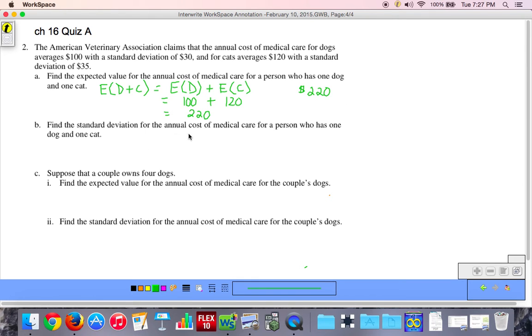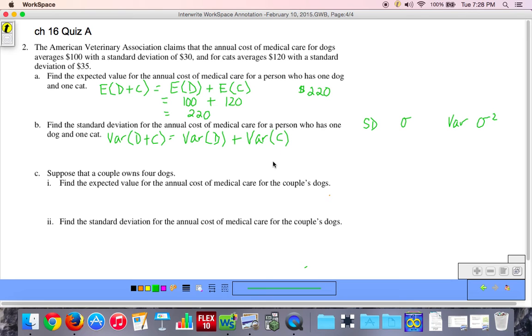Find the standard deviation for the annual cost of medical care for a person who has one dog and one cat. Well, standard deviation does not add, but variance does. Standard deviation is given by the Greek letter sigma, and variance is given by sigma squared. Once we find the variance, it's very easy to find the standard deviation. So the variance of having one dog and a cat is equal to the variance of having a dog plus the variance of having a cat.